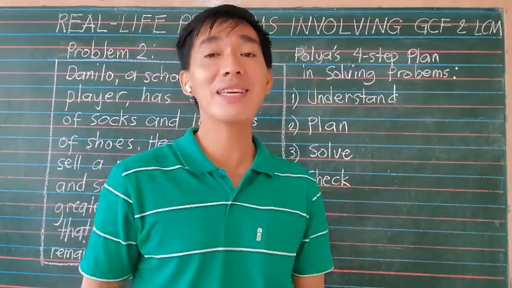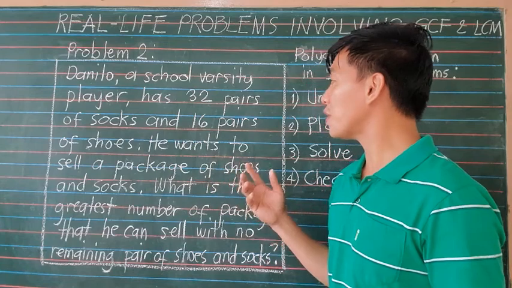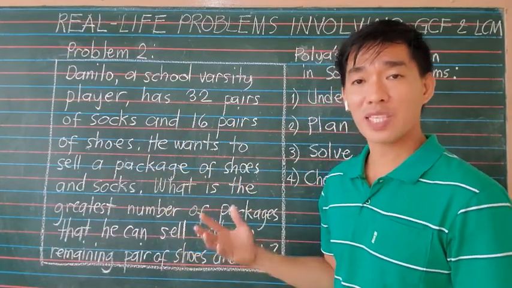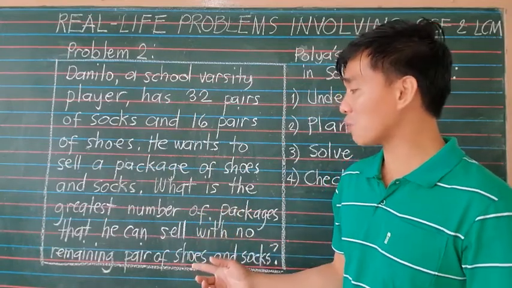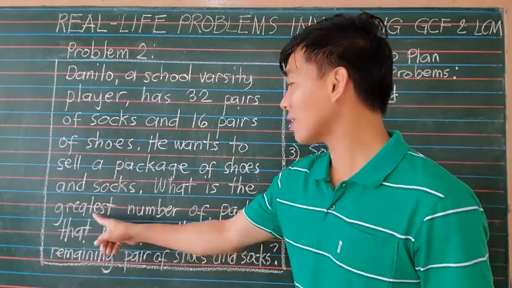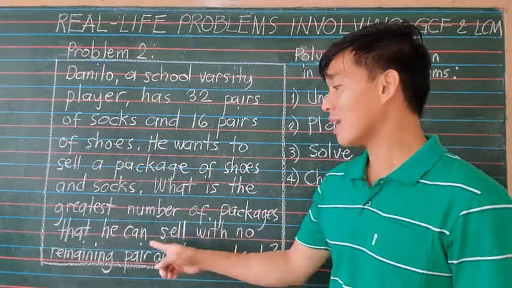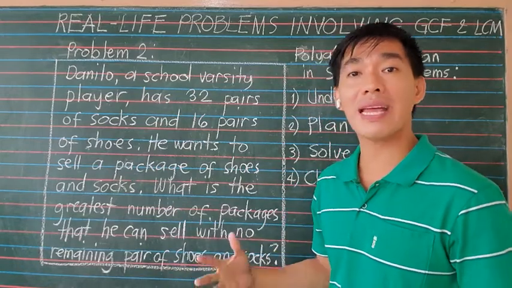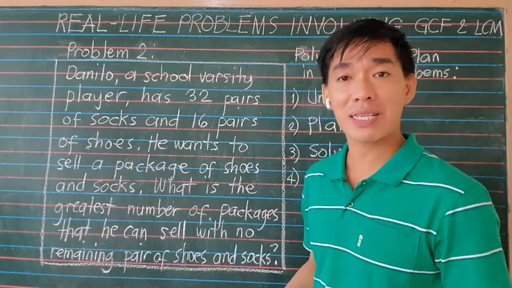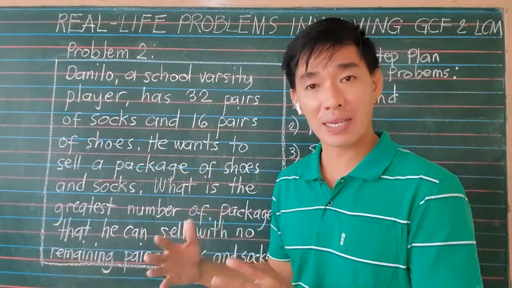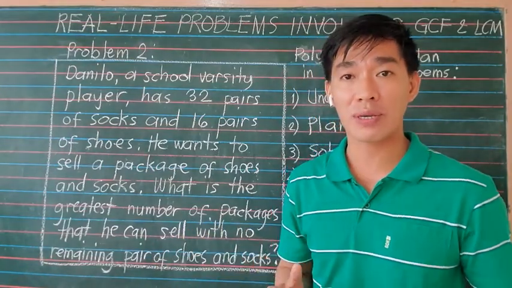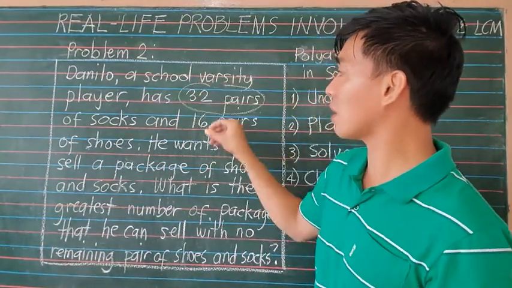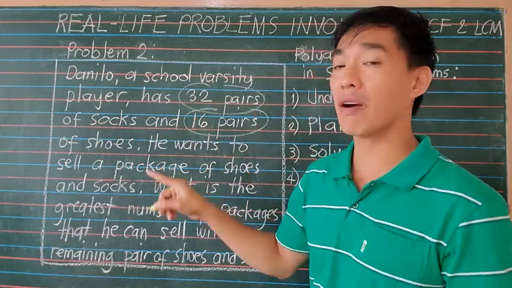And with that, in this kind of problem, let us first think, how do we solve this problem? Let us know what is asked. And what is asked in this problem is the greatest number of packages that Danilo can sell his shoes and socks without remainder. It simply means that there should be no remaining socks and no remaining shoes. So, our given here are 32 pairs of socks and of course, 16 pairs of shoes.